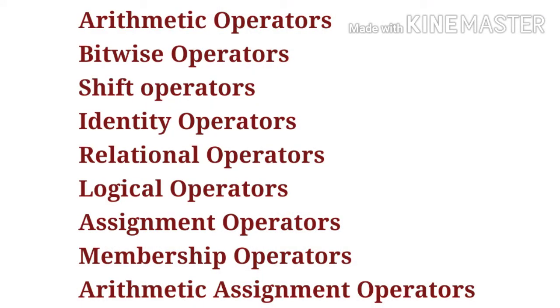What different types of operators are there? First one, arithmetic operators, bitwise operators, shift operators, identity operators, relational operators, logical operators, assignment operator, membership operators and arithmetic assignment operators. These are the different types of operators.